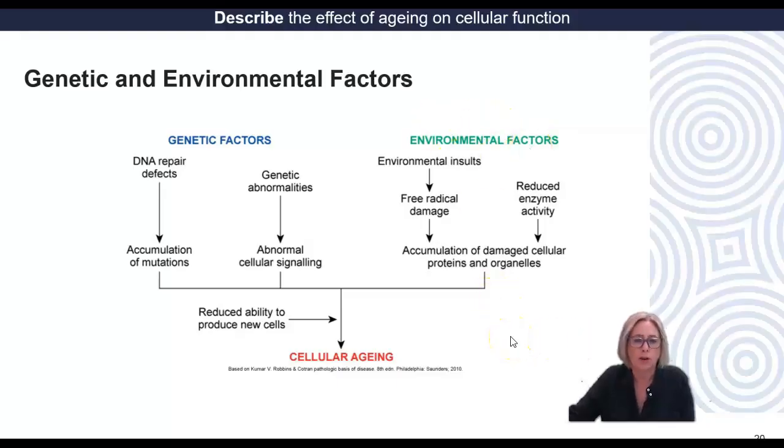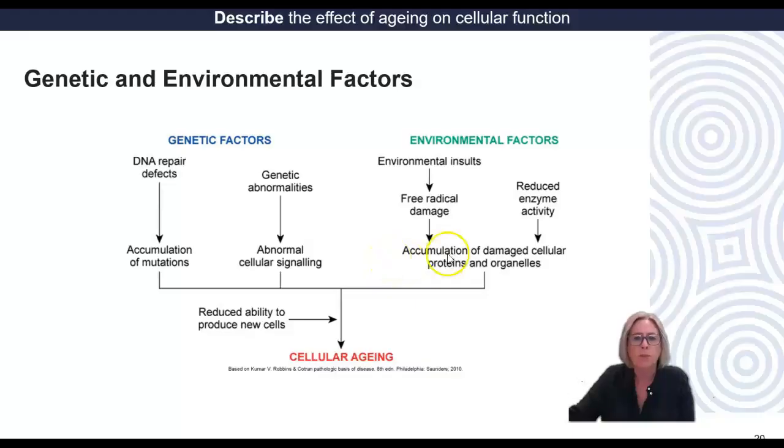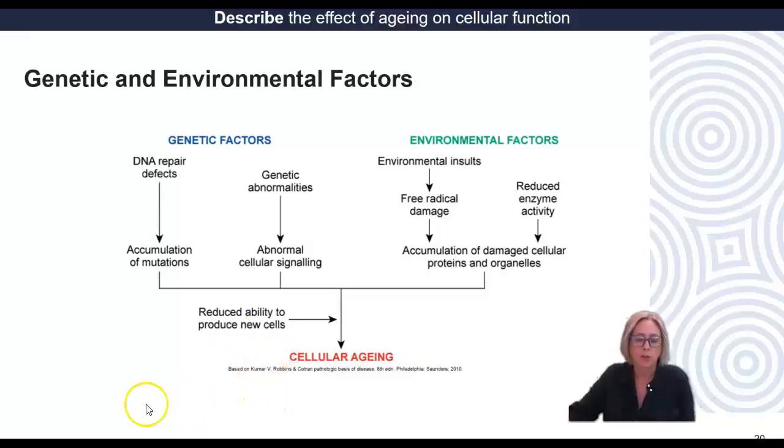And a lot of these environmental factors are on the previous slide here. So, exposure to UV light over a period of time, temperature changes, infectious agents, and accumulation of those free radicals. Both of these, so free radical damage and reduced enzyme activity, will cause accumulation of damaged cellular proteins and therefore organelles, and therefore reduced ability to produce new cells. So it is this combination of genetic factors and environmental factors that contribute to cellular aging.